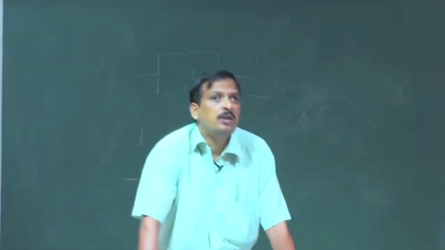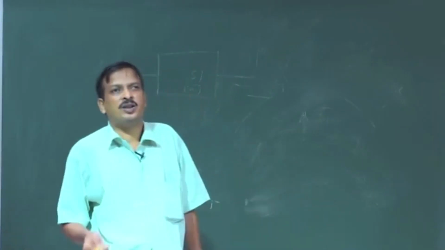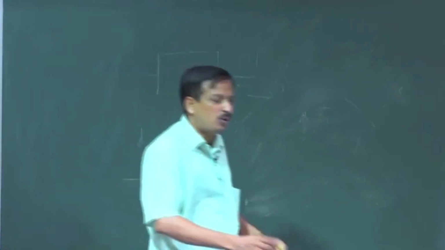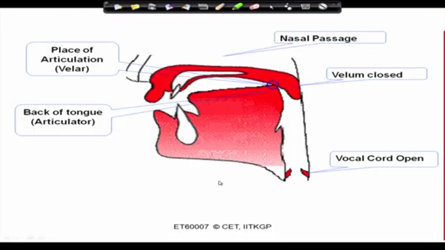Okay. So, we are describing the place of articulation. It is better if I show you the pictures. Can you tell me which is the place of articulation? If you see the place of articulation, the back of the tongue touches the back cavity, this velar region. So, the place of articulation is velar.